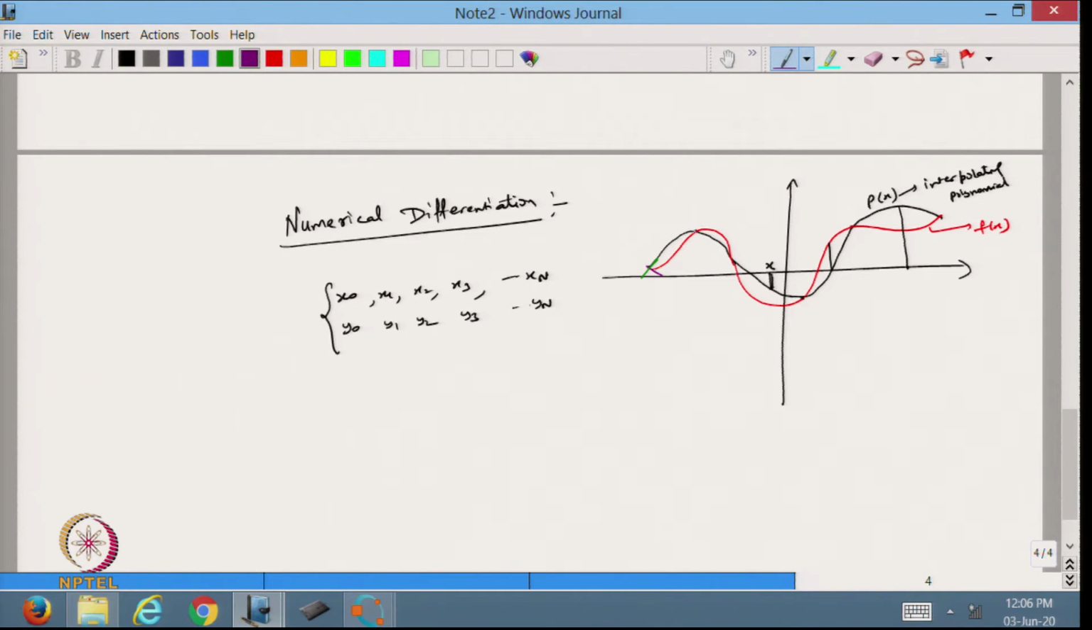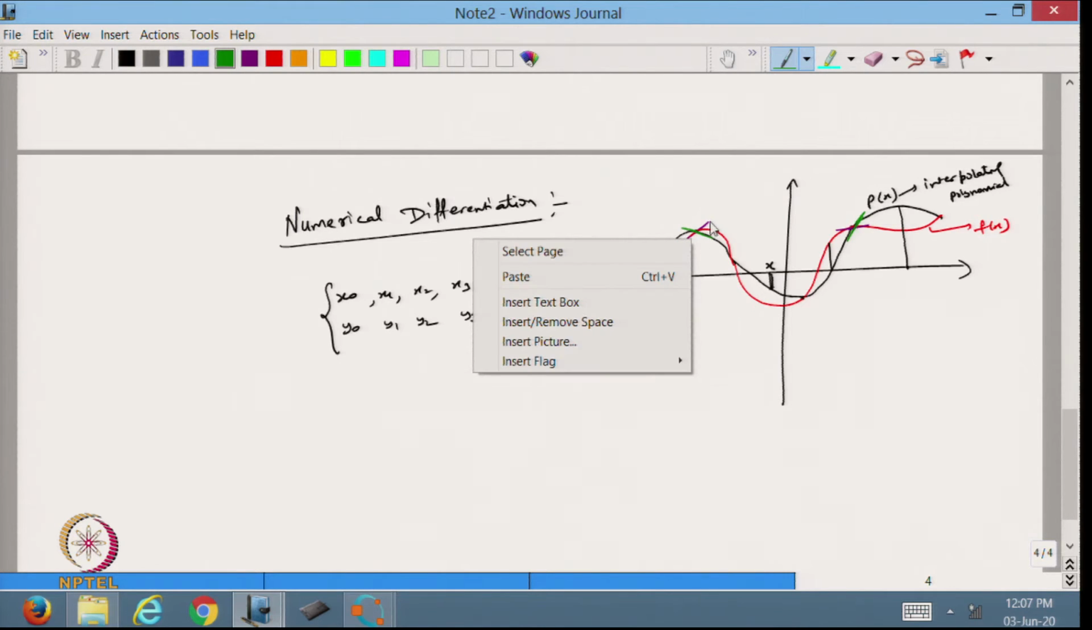The actual derivative at this point is this one, but if I approximate it with the interpolating polynomial, then this is the derivative here, this one. The same thing is happening here: the actual is this one and the approximating is this one. You can see there is a very big difference between the derivatives at these nodal values. Here the actual is the positive one, but the approximating is the negative one. Here the actual is positive, but the approximating is something like a parallel to the x axis or a negative value.